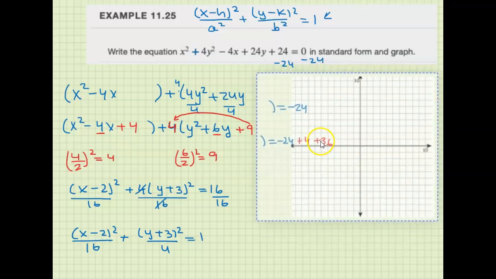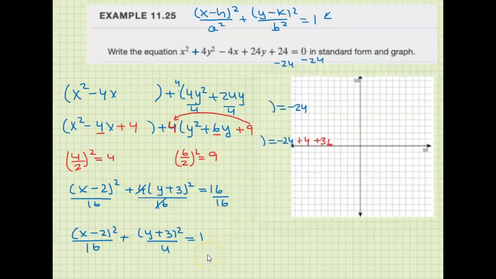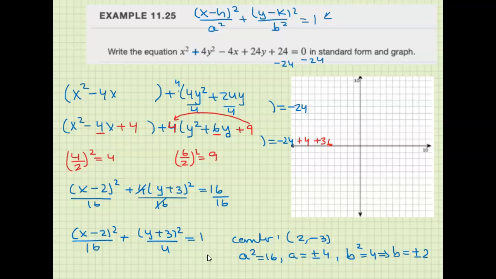Let's see, I messed up my grid. It's all right. We have our equation in standard form. The center is at h and k, so 2 and negative 3. My a value, a squared is 16, so a is plus or minus 4. And the b value, b squared is 4, so b is plus or minus 2.